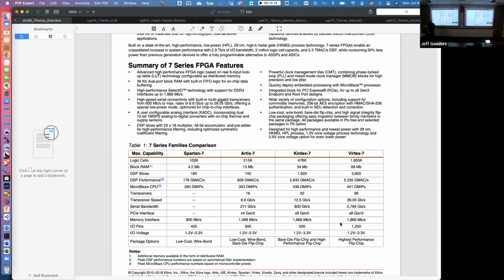Okay, well, let's get started. Smaller group, but that's okay. We're gonna get down and dirty in the mud today. We're gonna learn what's inside Xilinx FPGAs.